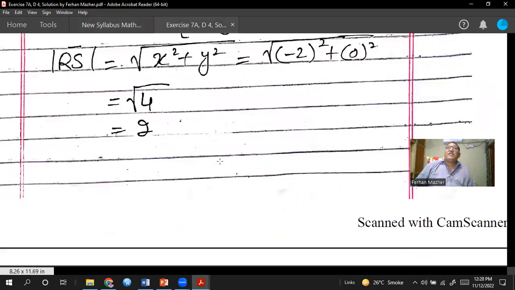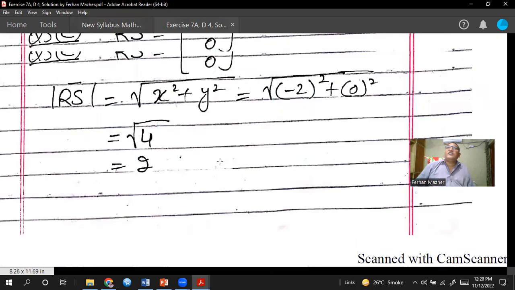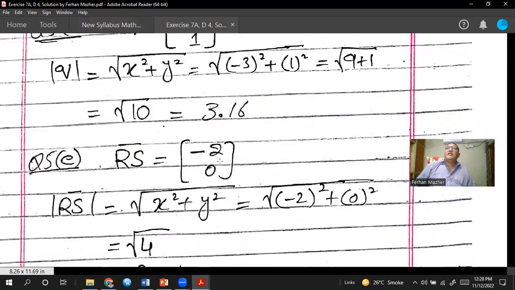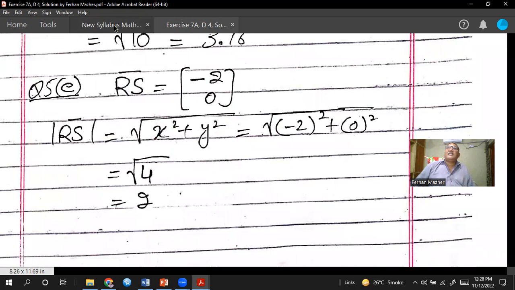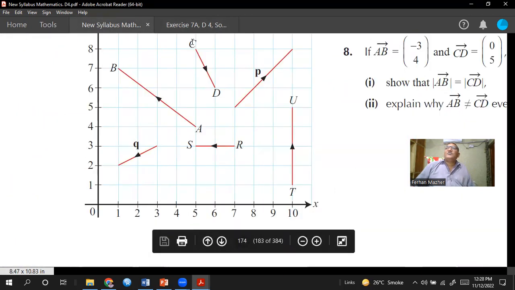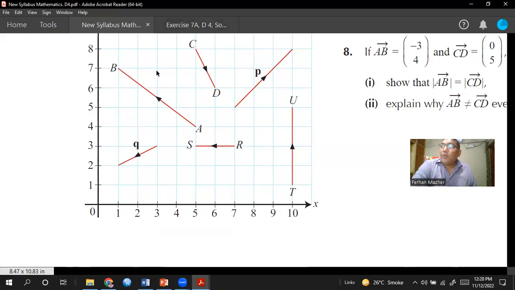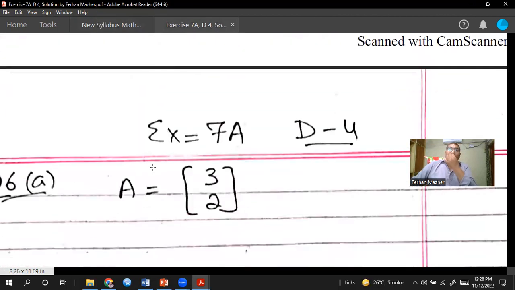So the TU will be, so that's the E part. I think the TU will be, in the column vector, it will be 0 and 4. So when you find the magnitude of that, it will be 4 squared plus 0 squared and square root on it. So it will be the square root of 16 and it will be 4. The length will be 4. So I think we are done with this.